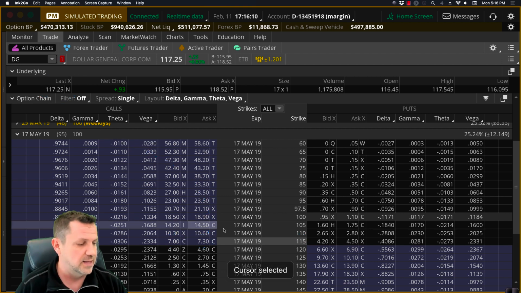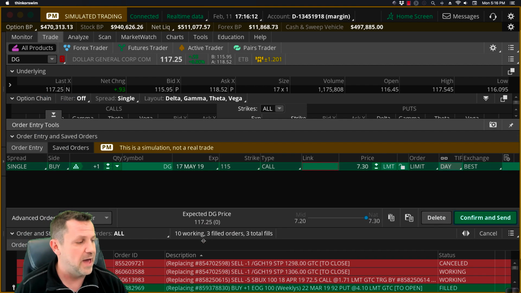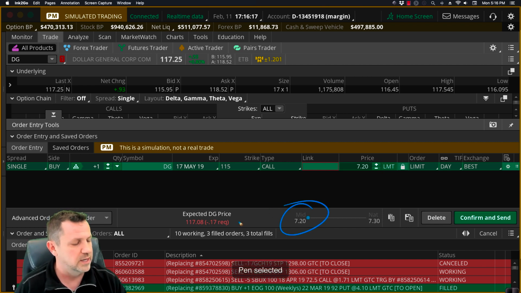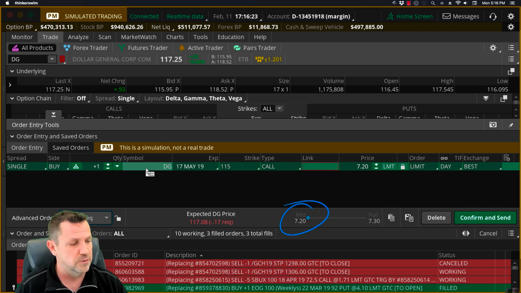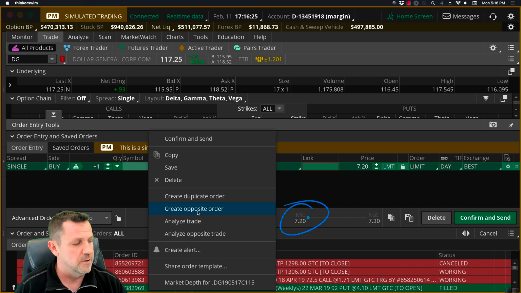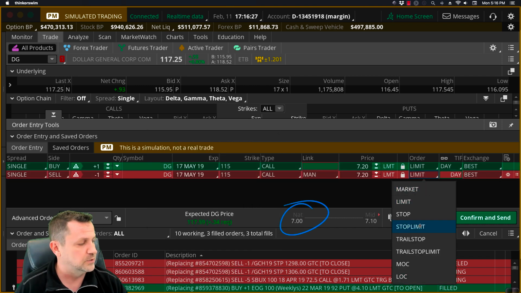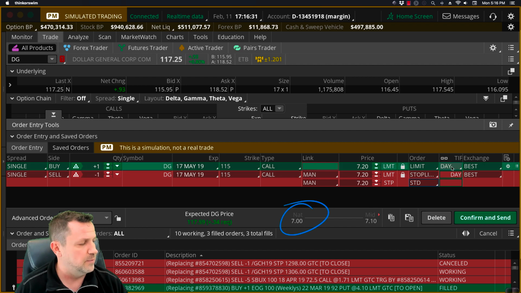So I'm going to go ahead and set that up here and buy that option. We can split that spread down to 7.20. It gives you a little notification there. And I can also put in a stop loss. I'm going to put in a first trigger sequential order, and I'll create an opposite order there. I'm just going to set up a stop loss, and I'll do a stop limit order. And we'll make those good until cancel here.